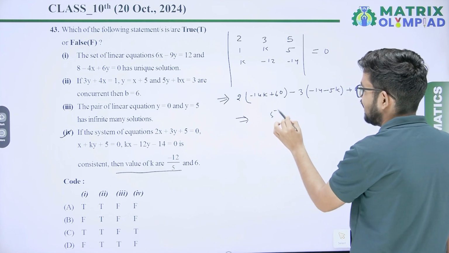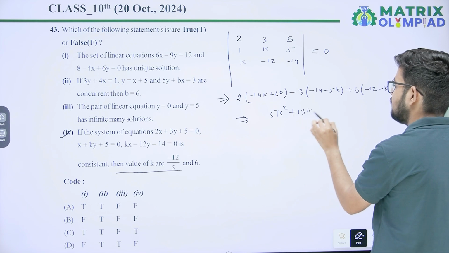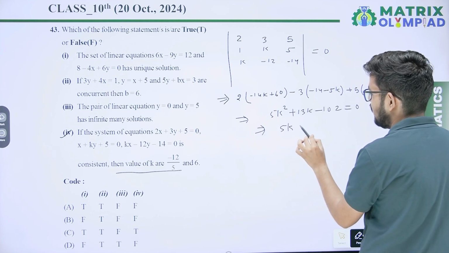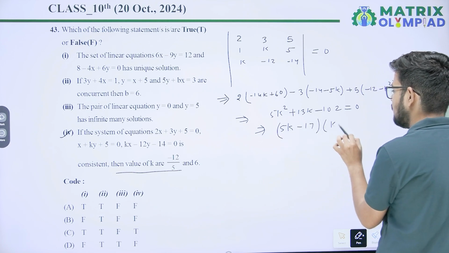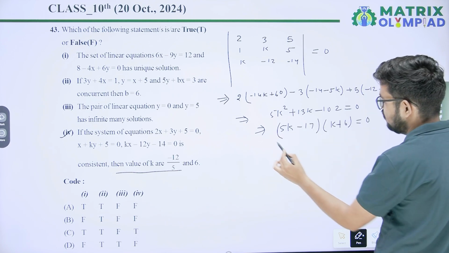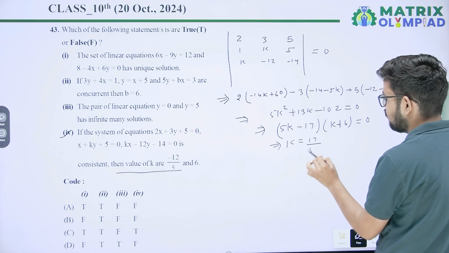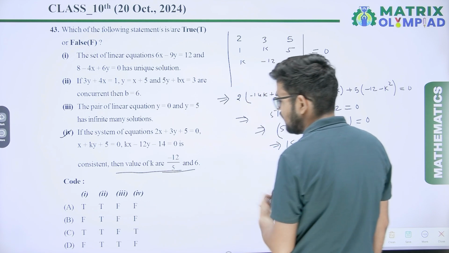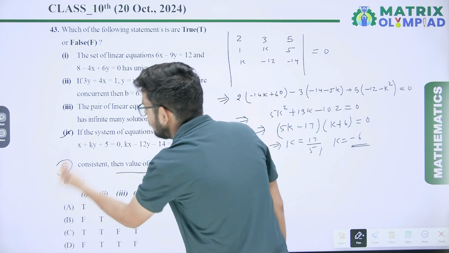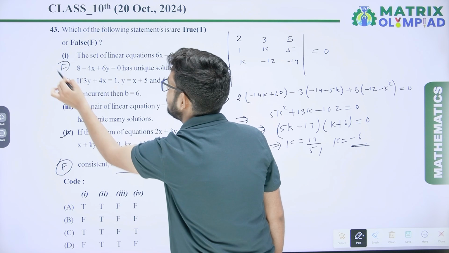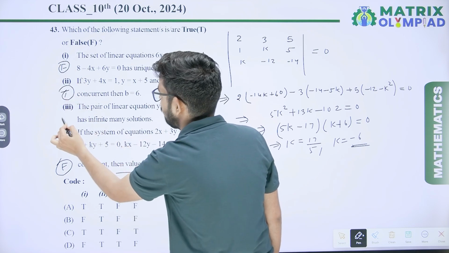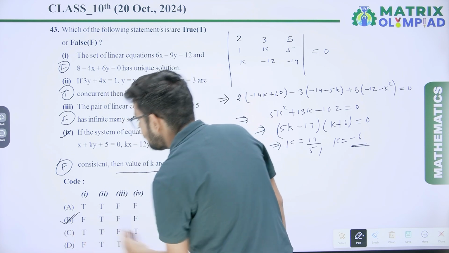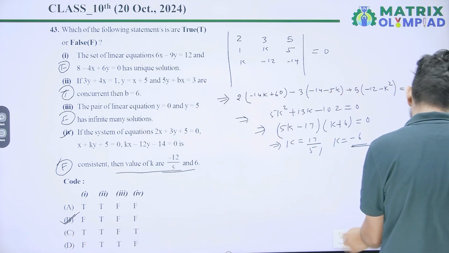After simplification you will get 5k square plus 13k minus 102 equal to 0, and by factorizing you will get 5k minus 17, k plus 6 equal to 0. So the value of k equal to 17 upon 5 and k equal to minus 6. Here it is k equal to minus 12 upon 5 and 6. So it is false. The first one is false, second one is true, third one is false, fourth one is false. It means FTFF, option B will be the correct answer.